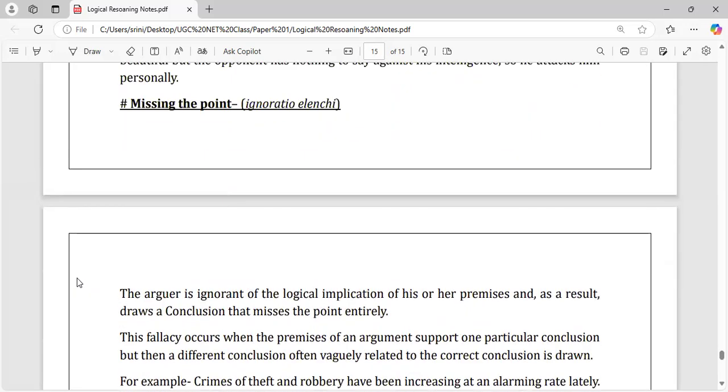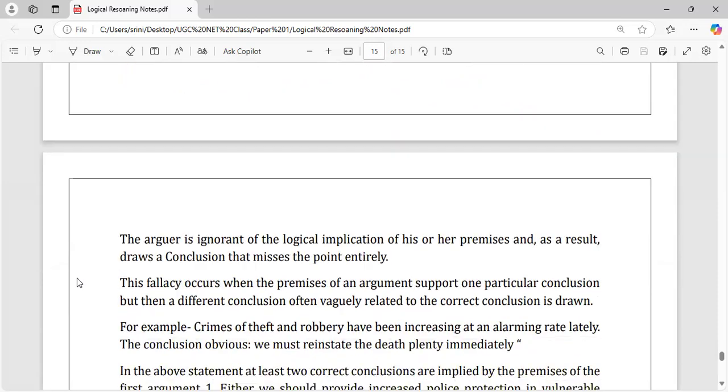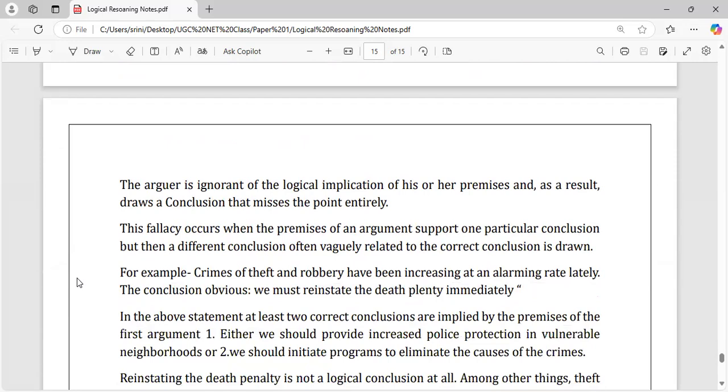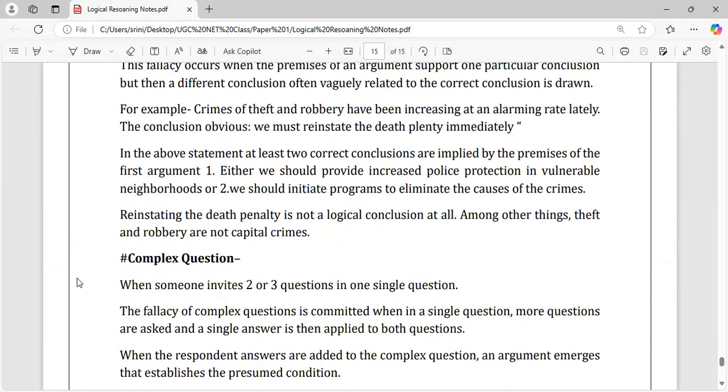Then, missing the point: ignoratio elenchi. The arguer is ignorant of the logical implication of his or her premises and as a result draws a conclusion that misses the point entirely. For example, crimes of theft and robbery have been increasing at an alarming rate lately. The conclusion is obvious: we must reinstate the death penalty immediately.